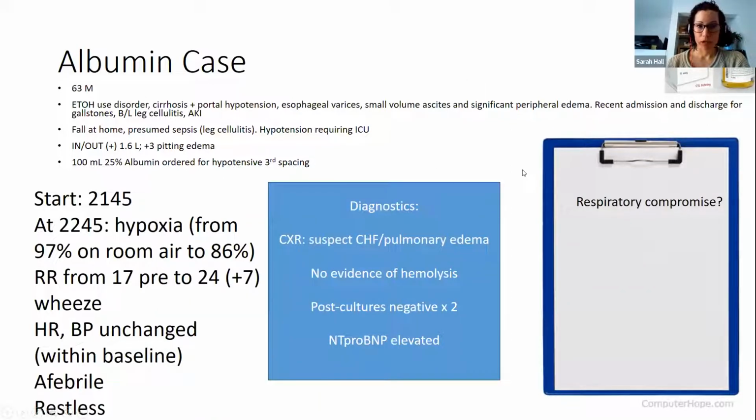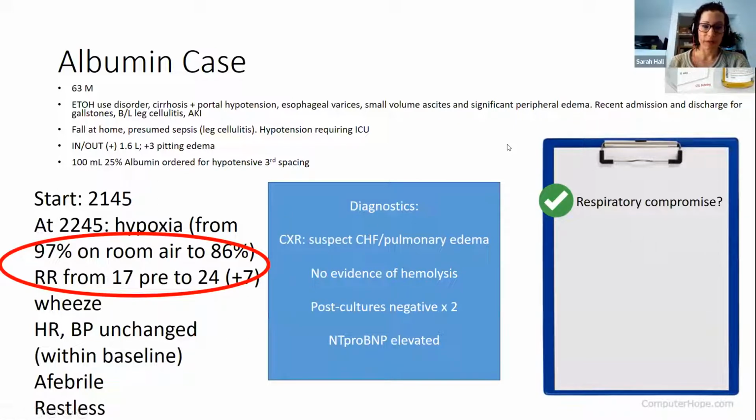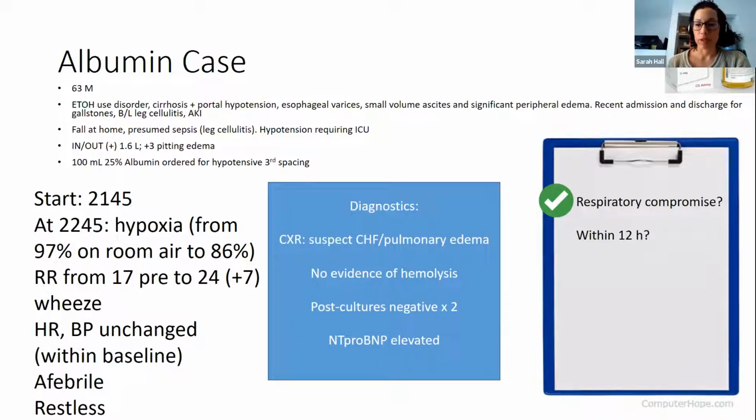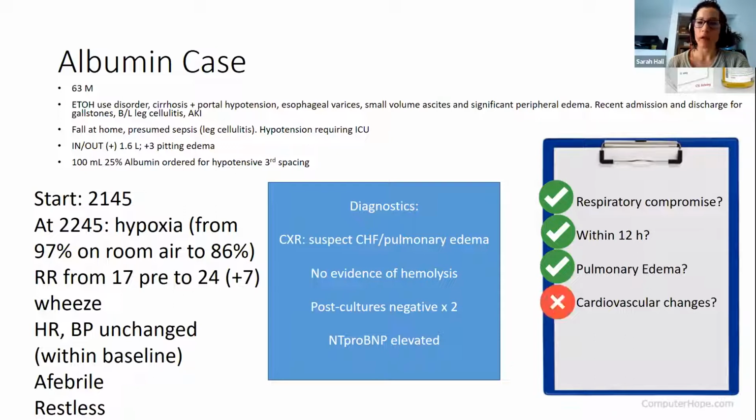So let's go through the checklist. Like I said, this is the best way to do it. So was there respiratory compromise? Yes, definitely. We saw that big drop in the oxygen saturation and the respiratory rate increase. Did this occur within 12 hours of the transfusion? Absolutely. Just within an hour, we saw that change. Was there evidence of pulmonary edema? Chest x-ray did show the pulmonary edema. Were there cardiovascular changes? We did not see any changes. Remember, they remained unchanged from the baseline.